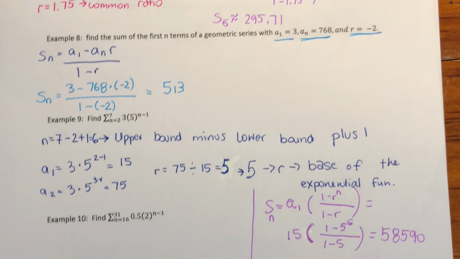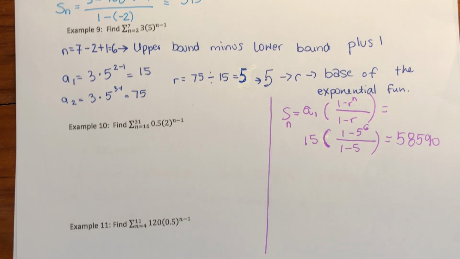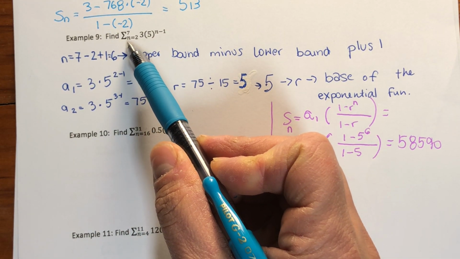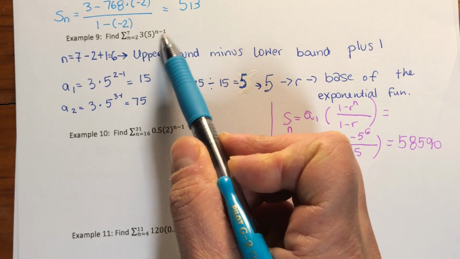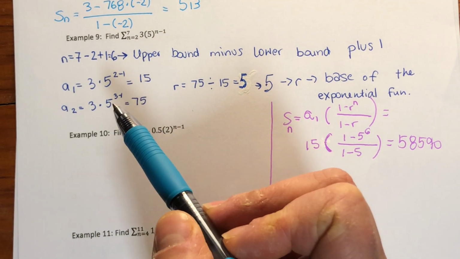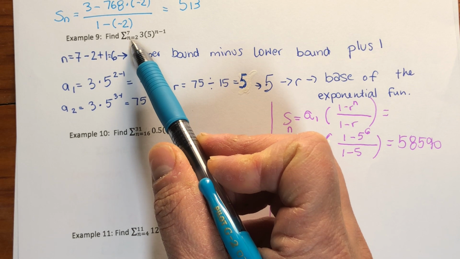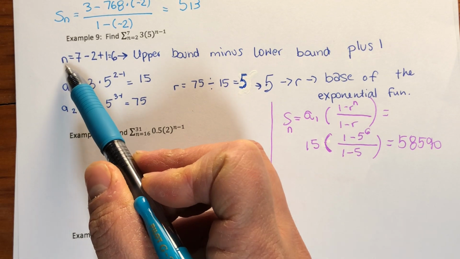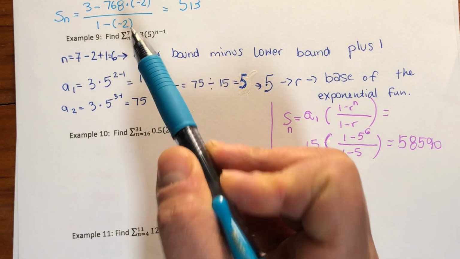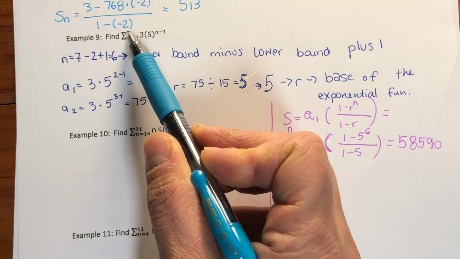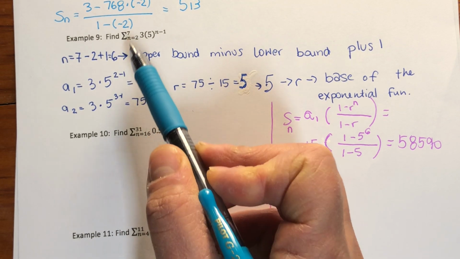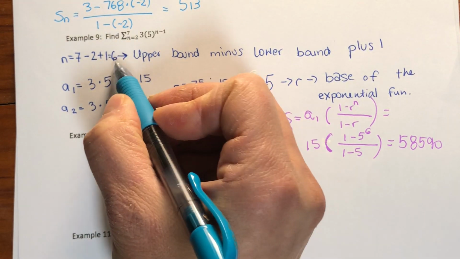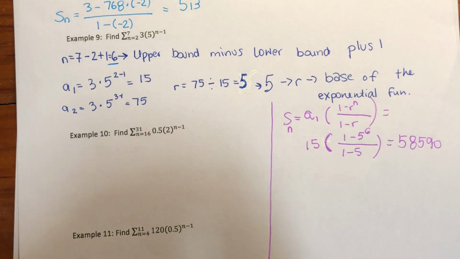All right, example number 9 is a little bit different. So it has our sigma or sum notation, and we have the geometric sequence that is given for us. So the most important thing is, given the upper bound and the lower bound, to figure out how many terms we have. So to figure this out, you will take your upper bound, take away the lower bound, and you will always add the 1. So my n is equivalent to 6.